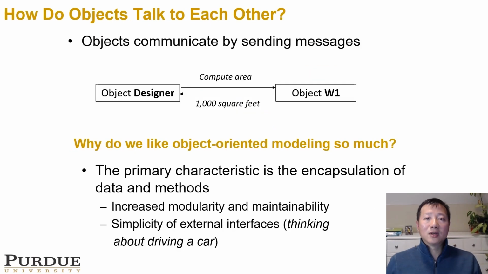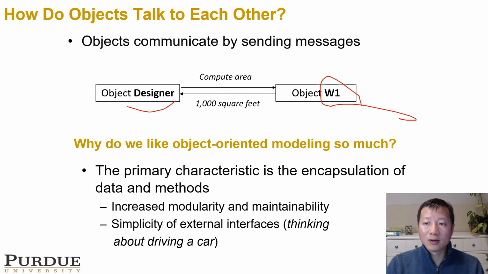We have objects, right? Objects have to communicate with each other. Objects communicate with each other by sending messages. For example, viewing the designer as an object, the designer would like to calculate the area of an object called W1, or let's say this is our wall, wall 1 right here. So the object designer sends a message to object W1 saying, go calculate your area.